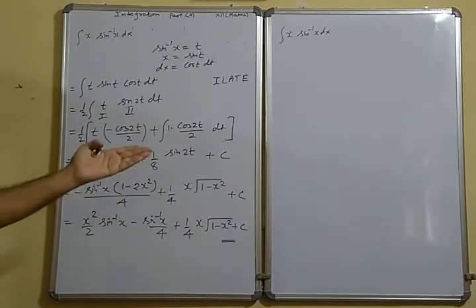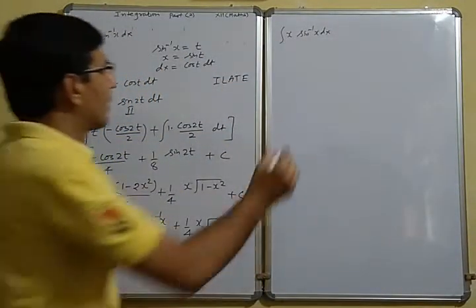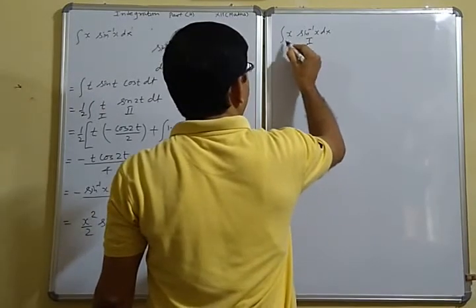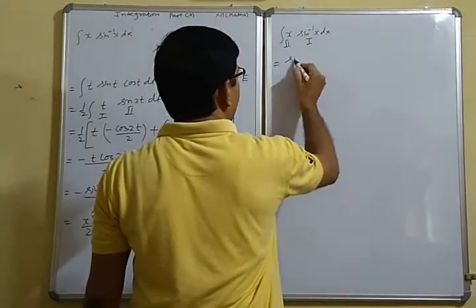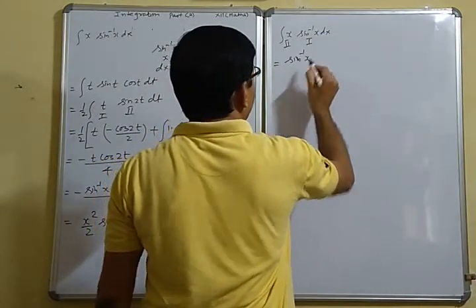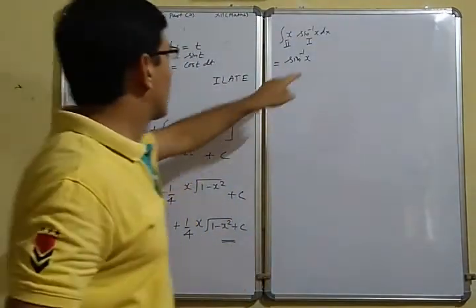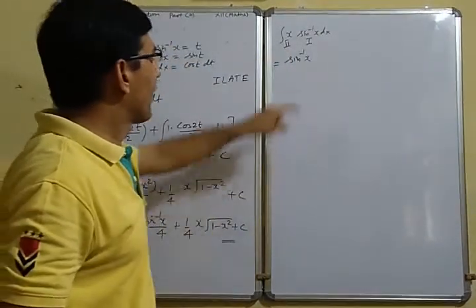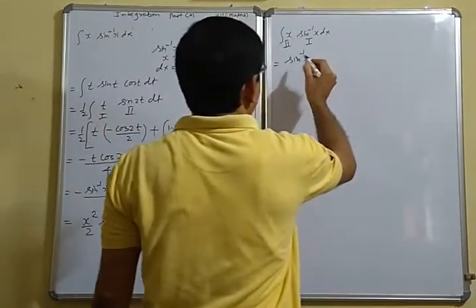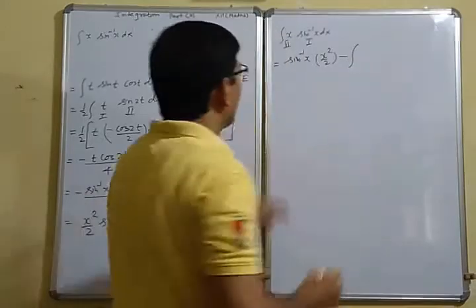Now let us see another method. We have another method where we can directly solve by using parts. Take this as the first function and this as the second function. The first function is sin inverse x, and this is an inverse function, so we take it as the first function, and this is algebraic, so we take it as the second function. So sin inverse x, integration of x, that is x square by 2, minus integration of d by dx of sin inverse x.